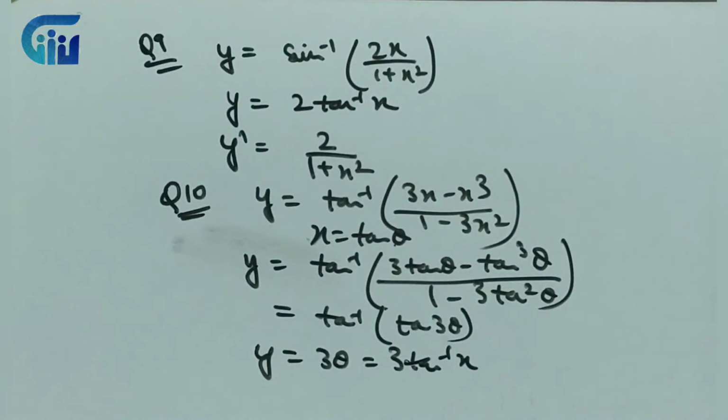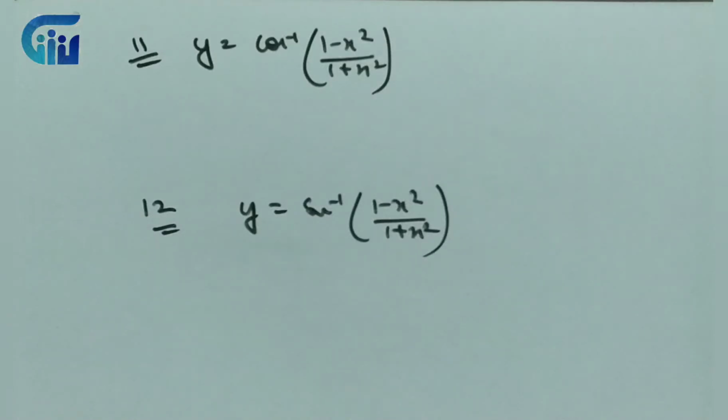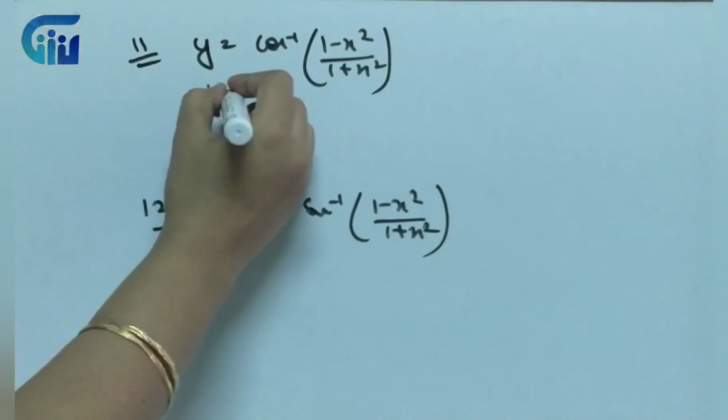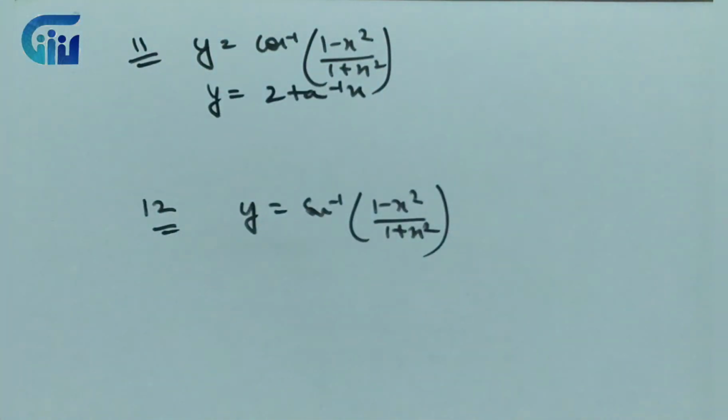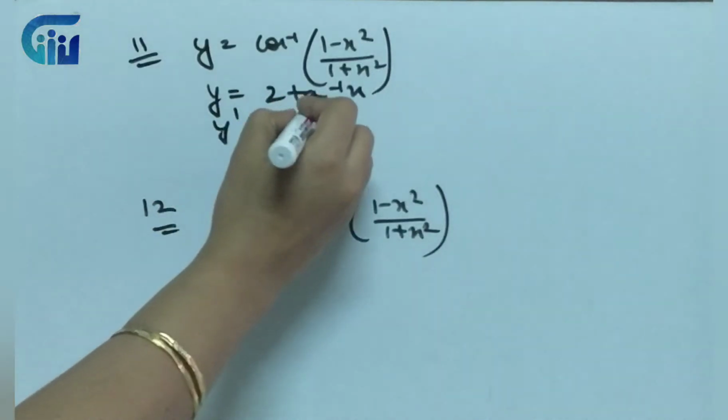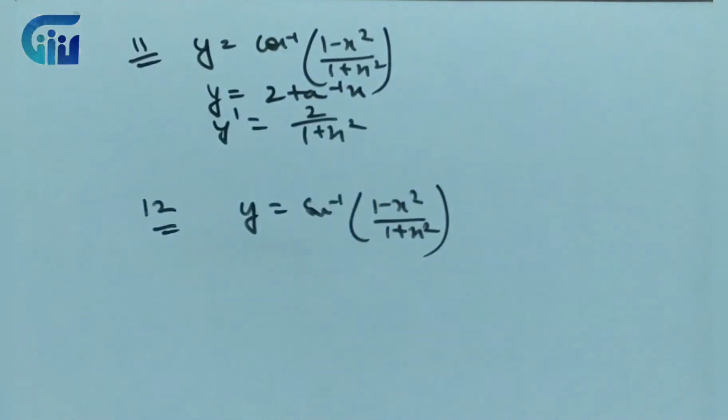I have y is equal to 3 tan inverse x. So the derivative of this is 3 upon 1 plus x square, right? Now next we have question number 11 and question number 12. Just observe, in both the questions the angles are the same, only the difference is of cos inverse function and sine inverse. Over here in question 11, we observe this is cos inverse, a formula of 2 tan inverse. So I'll just write 2 tan inverse and we'll write the derivative as 2 upon 1 plus x square, right?